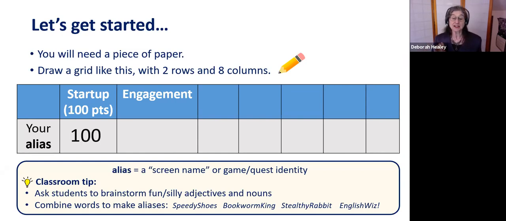Now, if you created a scorecard with your alias, give yourself 100 points in the startup column. As we go through the talk, you will add points for different activities. I'll tell you when. So keep filling out your scorecard, and it's not too late to make your table with 8 columns and put in your alias. Okay, ready? Let's get going.